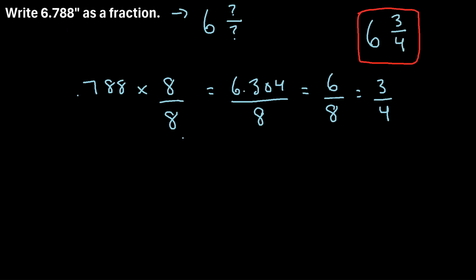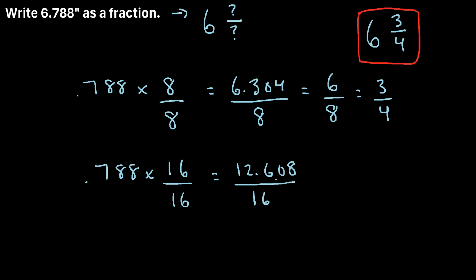Now, let's say that you wanted to be even more precise. So let's say that you wanted to write 0.788 to the nearest 16th of an inch. Well, to do that, all you do is 0.788 times 16 over 16. So 0.788 times 16, that turns out to be 12.608. And again, the denominator is 16.